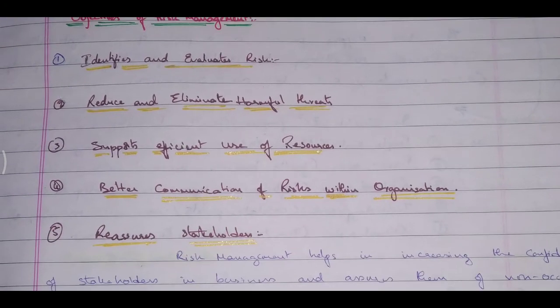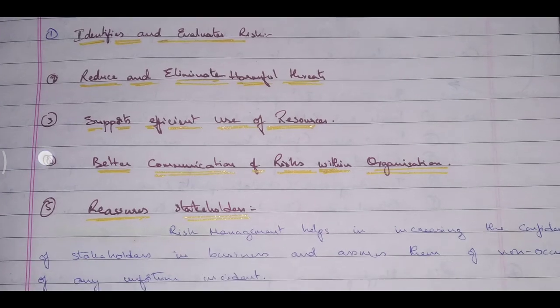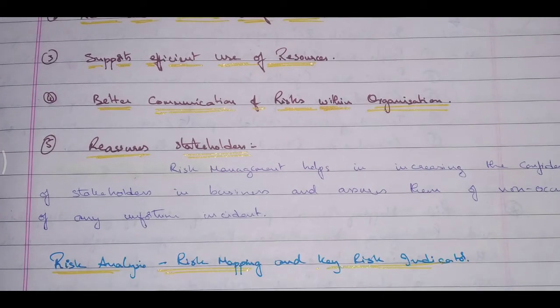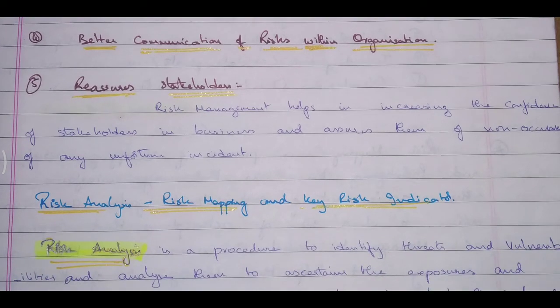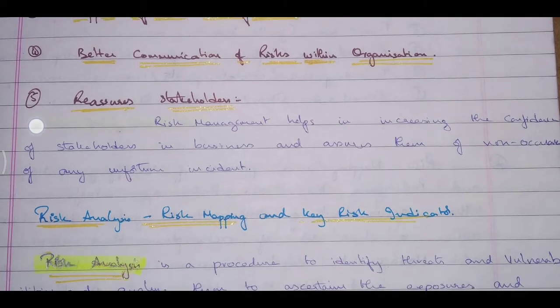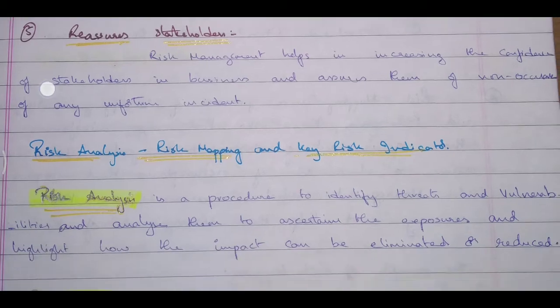Objectives of risk management: it identifies and evaluates risk. Risk management reduces and eliminates harmful threats. It supports efficient use of resources, better communication of risks within the organization. Risk management reassures stakeholders. It helps in increasing the confidence of the stakeholders in business and assures them of non-occurrence of any unfortunate incident.